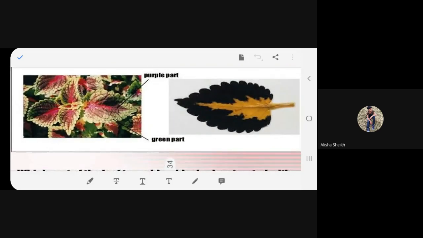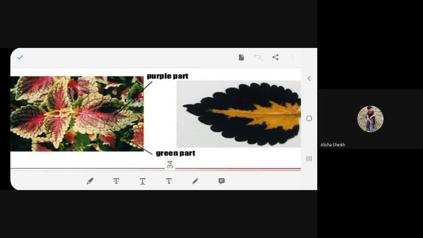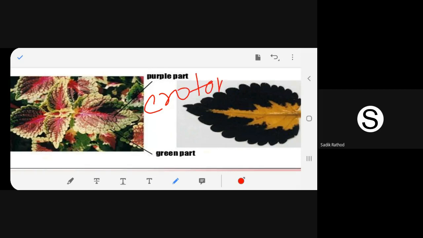Now can you see over here? Have you seen leaves like this? What are they called, beta? They are called croton. So these are also called variegated leaves. What is it? They are colorful leaves with patches. You can see colors in patches. It's beautiful, isn't it, beta?